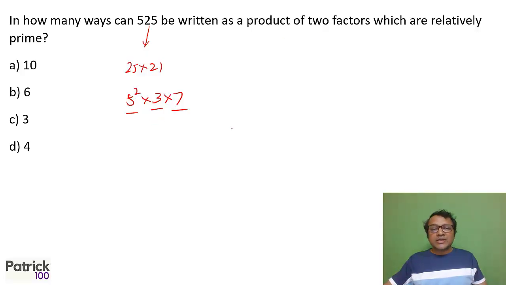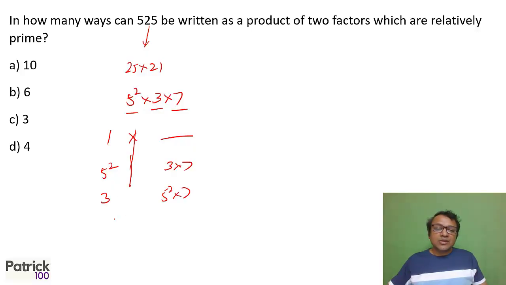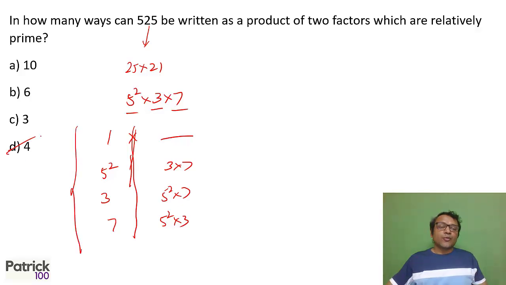One way is to keep all the factors in one place and one here, so 1 into the remaining number. Second is to keep one factor in one place and two factors in another place. So it can be 5 square as one number and 3 and 7 in the second place, or 3 here and 5 square and 7 in the second place, or 7 here and 5 square into 3 in the second place. So you see there are 4 combinations possible. That's the only 4 ways you can break it up. So you'll have 4 as the number of ways.